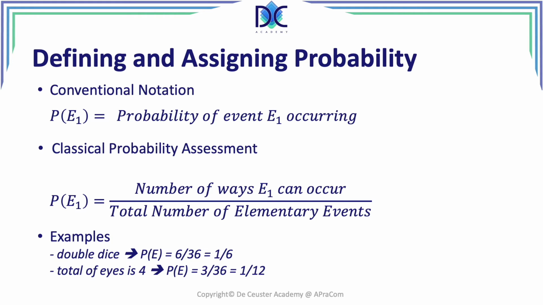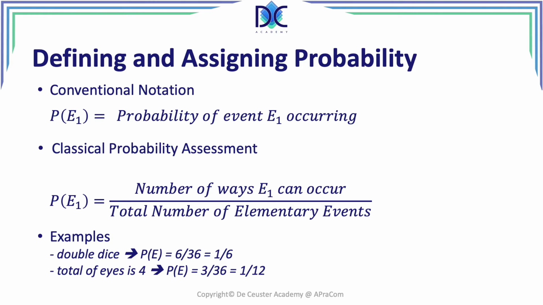Another example would be throwing where the total of the two eyes is equal to 4. Here we have 3 possibilities. We have 1 and 3, 2 and 2, and 3 and 1. Other combinations are not possible because 4 and 1 is the lowest other combination. So we only have 3 events, and the probability of this event is 3 divided by 36, which is equal to 1 divided by 12, approximately 8%.